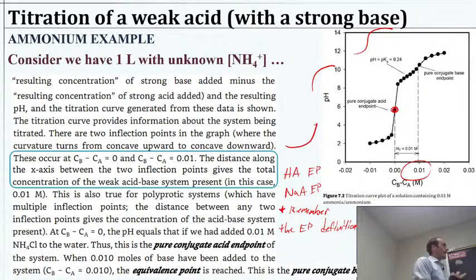At Cb minus Ca equals 0, the pH equals that if we had added 0.01 moles per liter of NH4Cl to the water. That's this point right here. That's our HA equivalence point, also known as, or it says thus, the pure conjugate acid endpoint of the system. When 0.01 moles of base have been added to the system, Cb minus Ca equals 0.01, the NaA equivalence point is reached. This is the pure conjugate base endpoint.